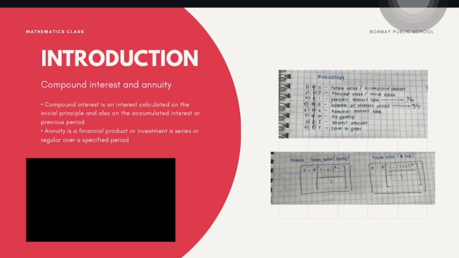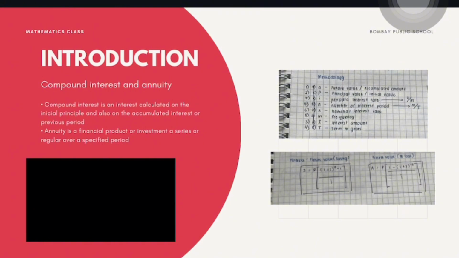So what about annuity? Annuity is a financial product or investment that provides a series of regular payments over a specific period. Examples of annuity are shop rental, insurance policy, and installment payment.